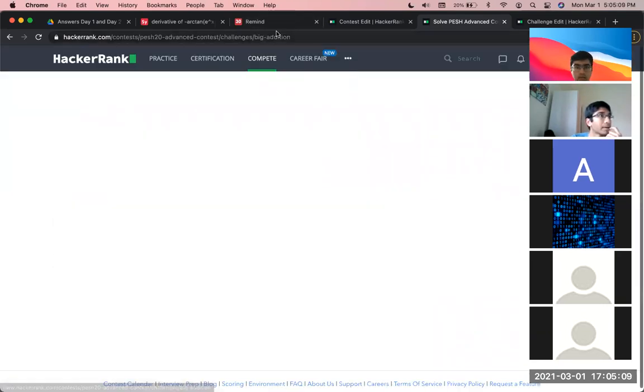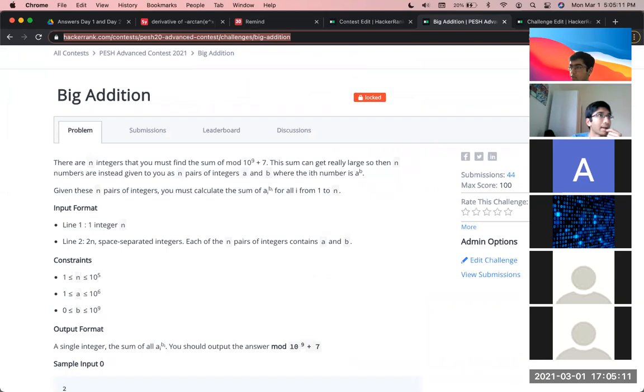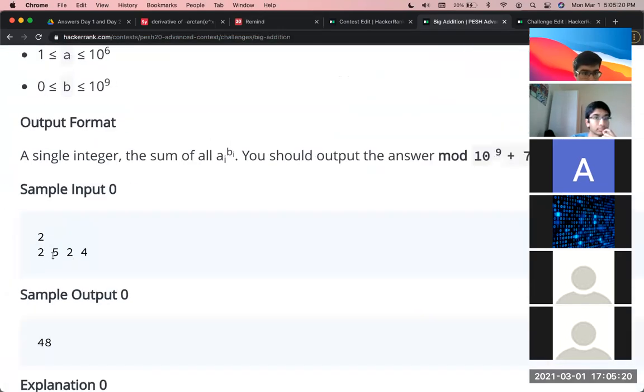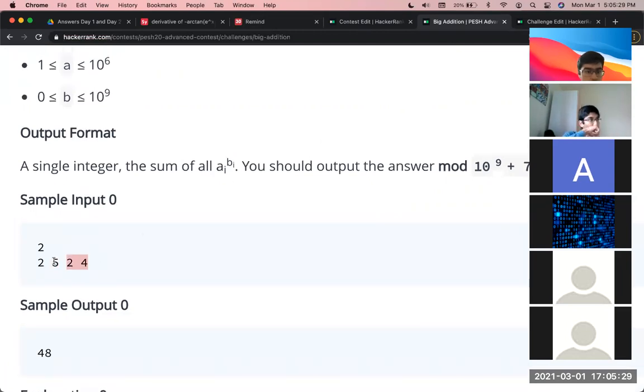Here it is, at a 40.91% success rate. You're given pairs of numbers on the second line. This represents 2 to the 5th, this represents 2 to the 4th, and you have to find the sum of all of these numbers, mod 10 to the 9th plus 7. So this makes it seem easy. Maybe you just use a for loop to calculate 2 to the 5, then another to calculate 2 to the 4, and add them together.